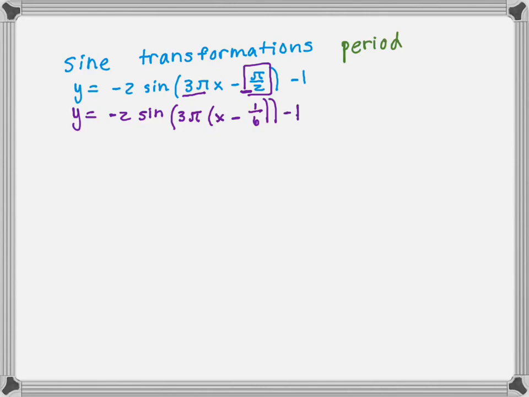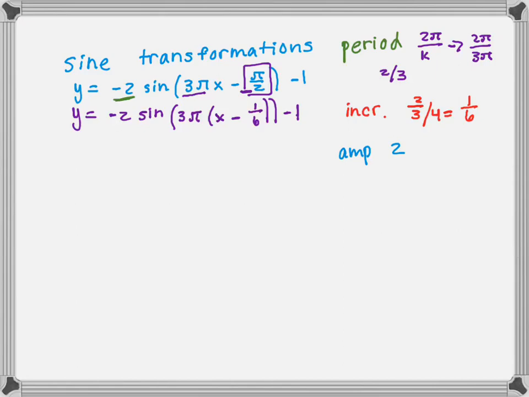So now that we know our period is 2 pi over k, we also know that that's 2 pi over 3 pi, which means that our period is 2/3. Now, we know that it's going to be incremented by whatever the period is over 4. So we have 2/3 over 4, which is going to give us 1/6. So we're going to increment by 1/6 every time. And then we know that our amplitude, because there's this -2 right here, is going to be 2, which means that it's going to hit the max and mins at 2.